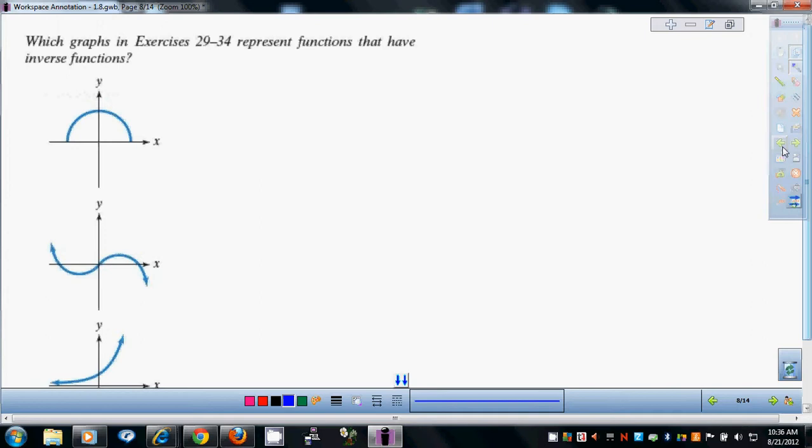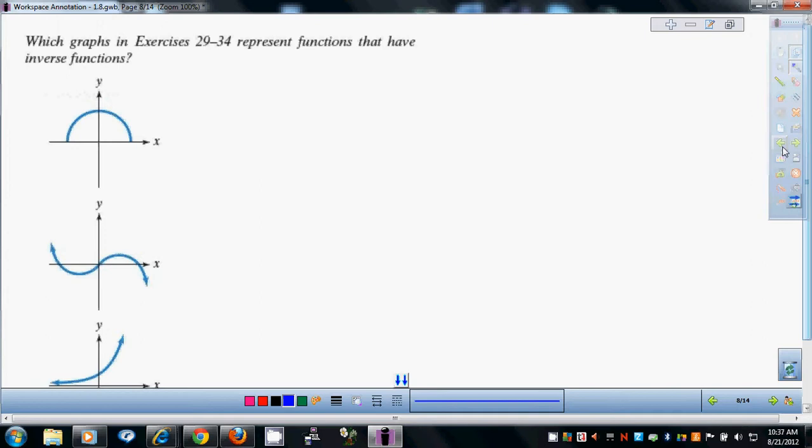What about this one? Nope. It's here, here, here, here, all those places. No again. What about this one? Yeah, that one touches just fine. Its inverse will be a function. Smiley face. So that's the whole principle there. Horizontal line test will tell you if its inverse will be.